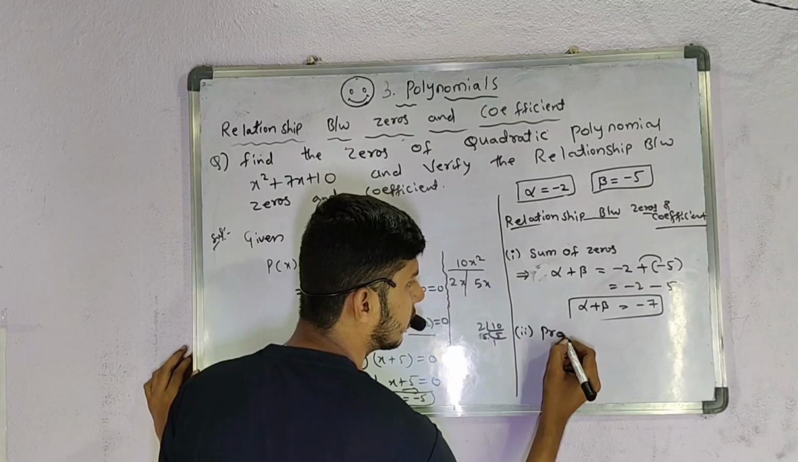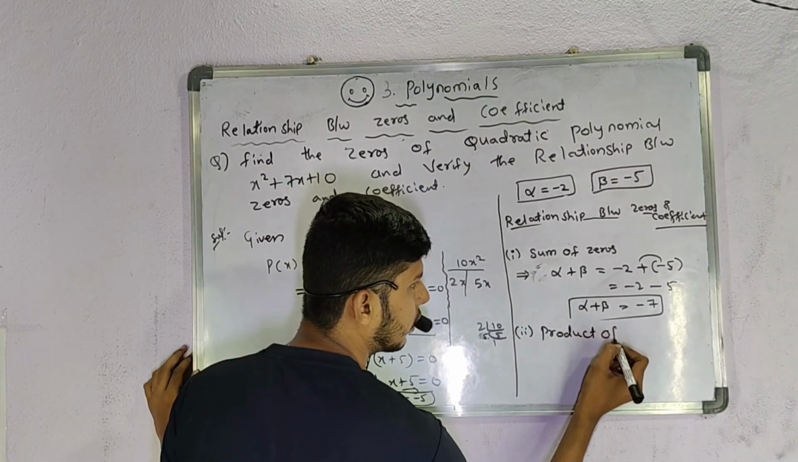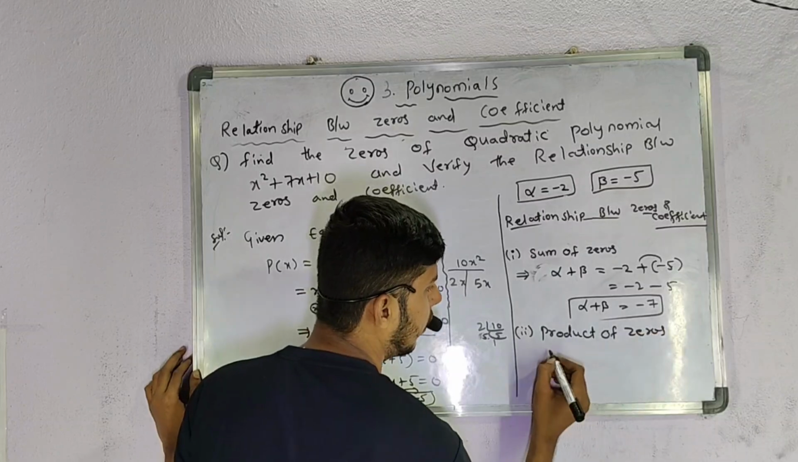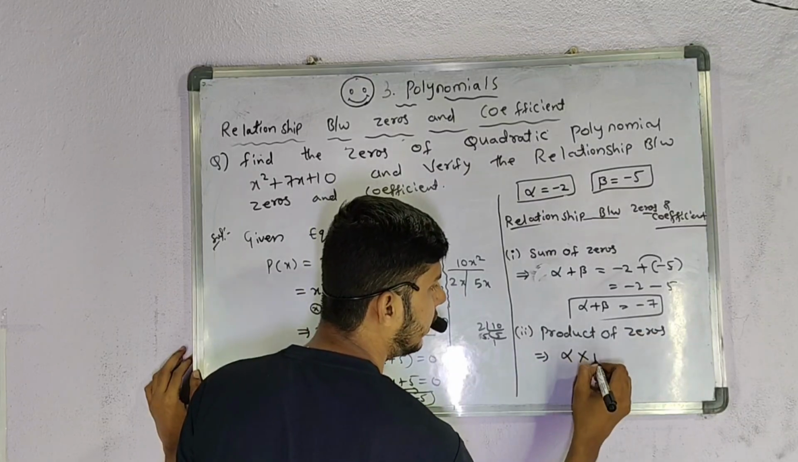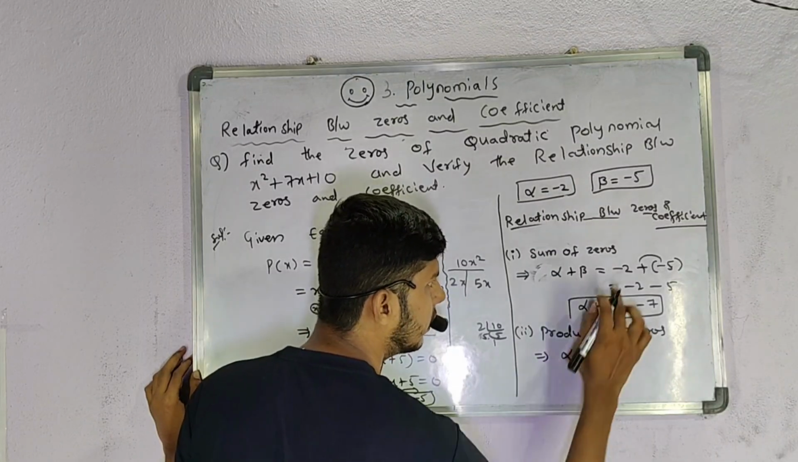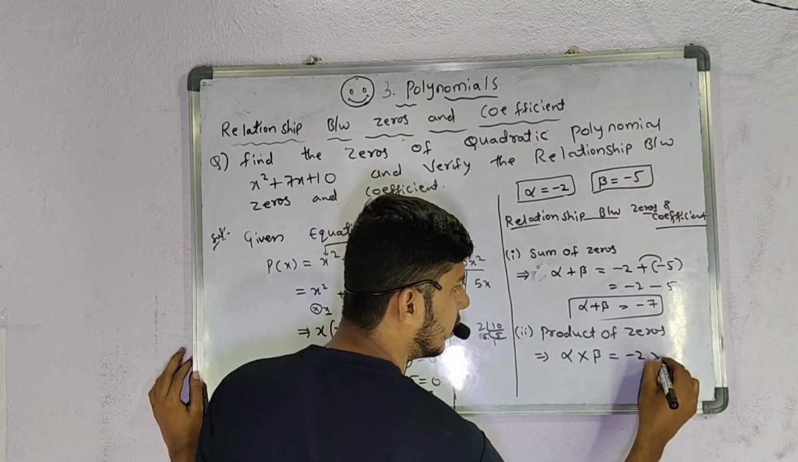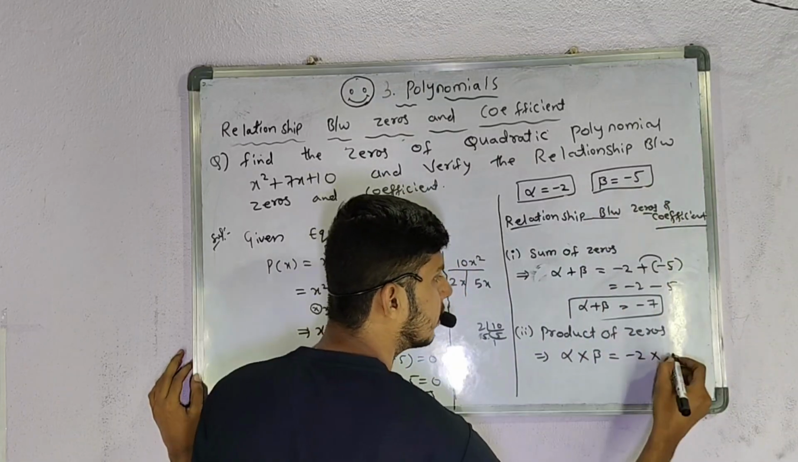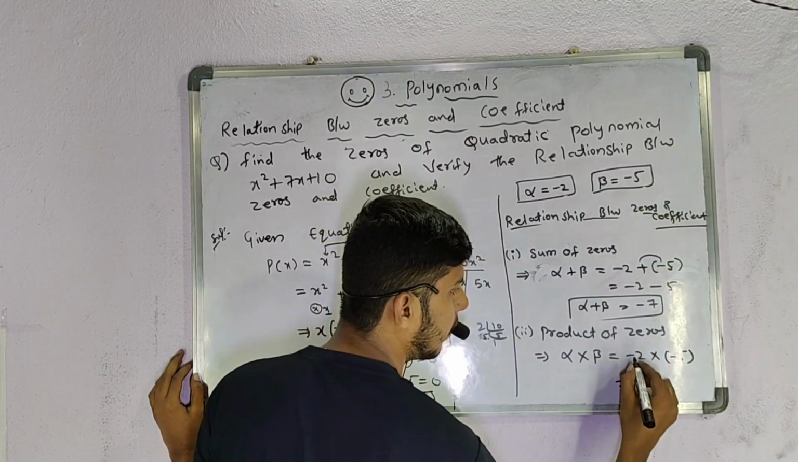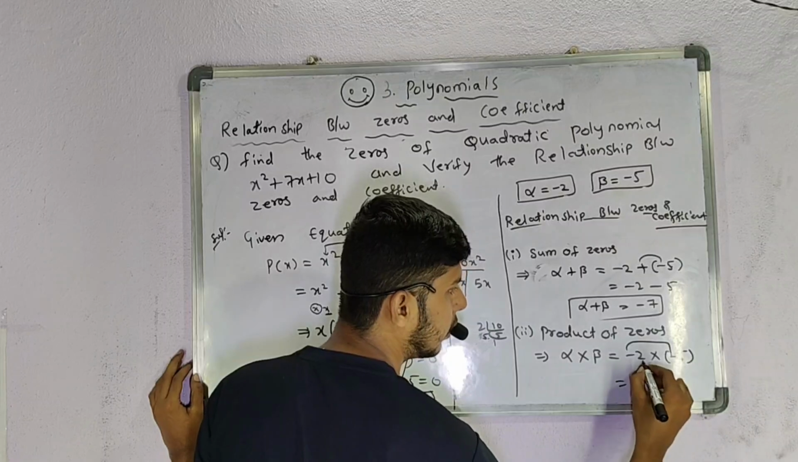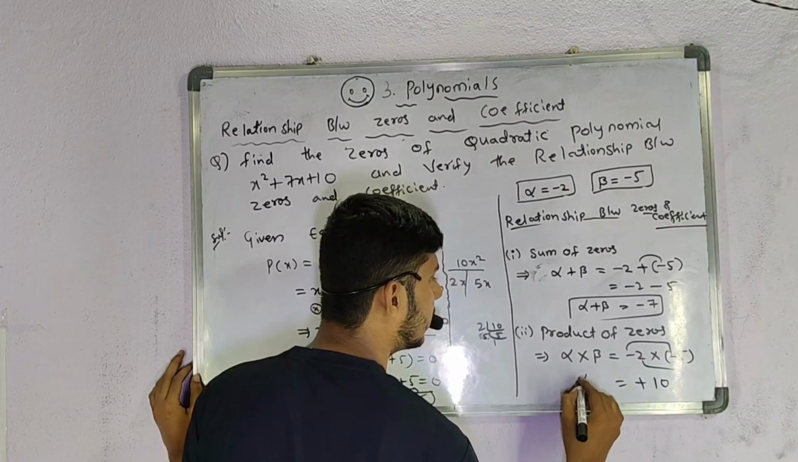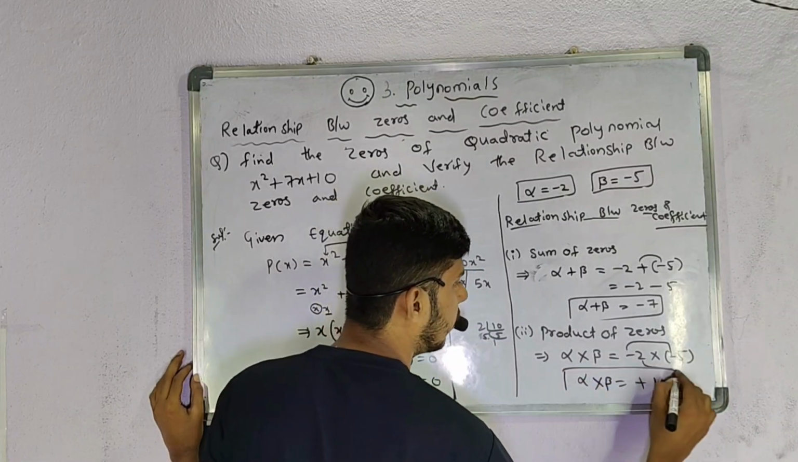Second is product of zeros. Product of zeros means alpha into beta. Alpha here is minus 2 and beta here is minus 5. Minus into minus is plus, and 2 fives are 10. So we have found the product of zeros also.